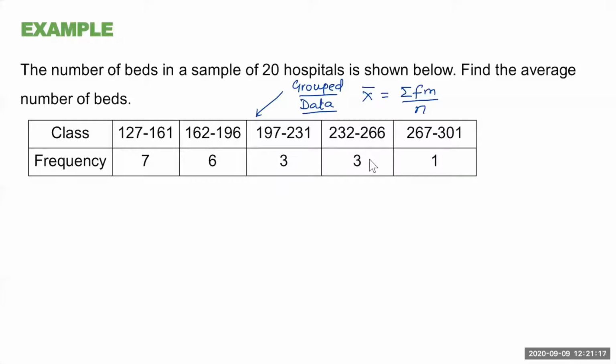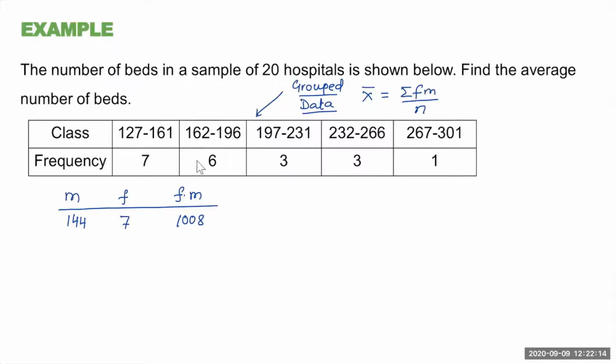For each class, we write the m or the mid value, we have the frequency, and then we need f times m. For the first class, in order to find the mid value, you have to add these two numbers, 127 plus 161. That is 288, and then divide it by 2. So we add the lower value and the upper value, and divide the result by 2. 127 plus 161 is 288, divided by 2 is 144. The frequency for this class is 7. Now to find f times m, we multiply. 144 times 7 is 1008.